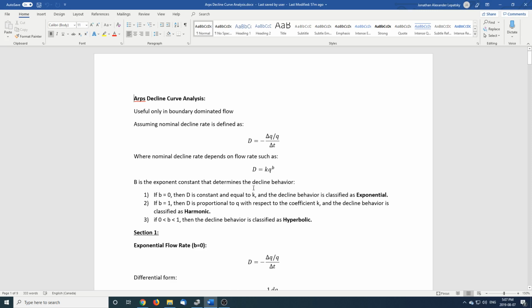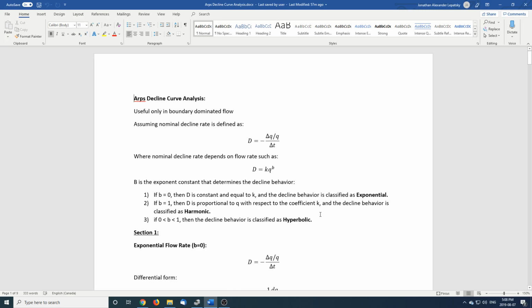If B is equal to 1, then D is proportional to Q with respect to the coefficient K, and its behavior is classified as harmonic. So these are the two extreme cases: B is equal to 0, B is equal to 1. Okay, now if you have B equal to any value between 0 and 1, then you have the intermediate behavior, and that's classified as hyperbolic.